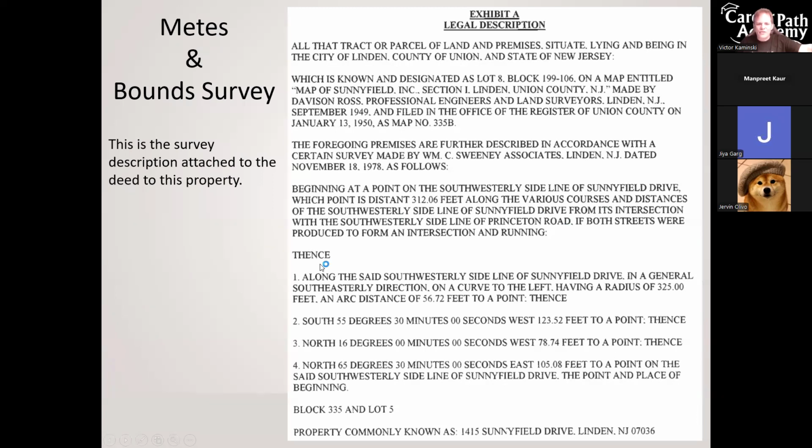Thence, along that said southwesterly sideline of Sunnyfield Drive in a general southeasterly direction, on a curve to the left, having a radius of 325 feet and an arc of 56.72 feet to the point, thence, okay, so this is the way that a survey would read.